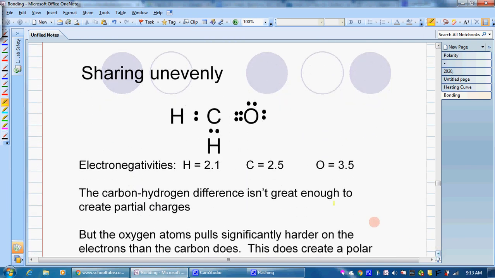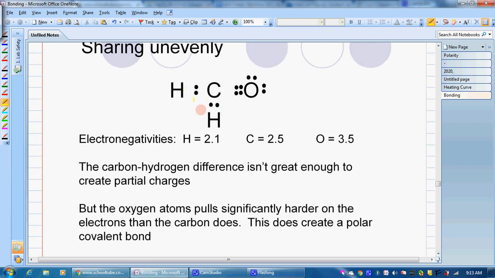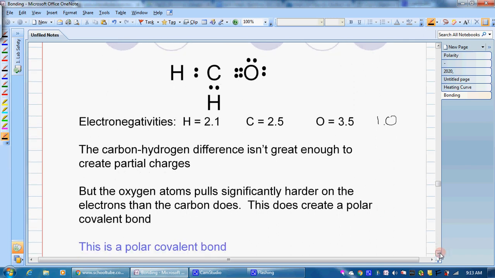Here would be an example of a little bit bigger difference. Here we have carbon and hydrogen, which, again, we talked about, would be nonpolar, so there's really not much of a charge here. But we have a difference between carbon and oxygen of 1.0, and that's a pretty significant difference in electronegativities. So we get a polar bond on that end. You can see these electrons are much closer to oxygen, so it gets a partial negative charge. That's how we represent it. Carbon has a partial positive charge.